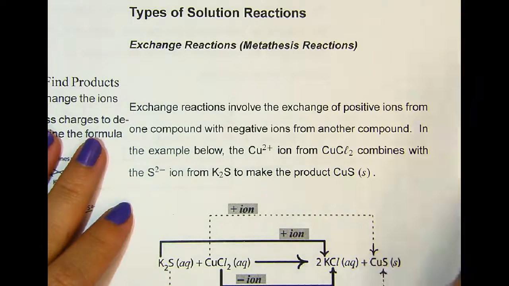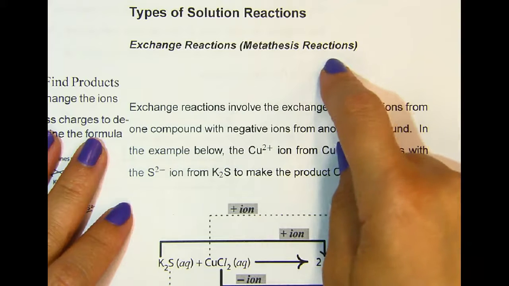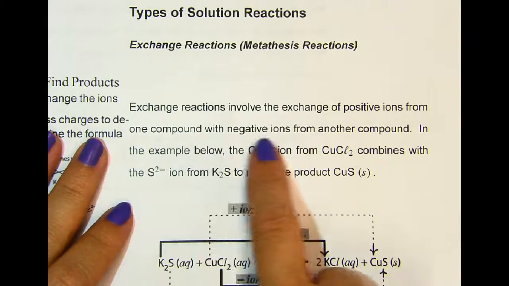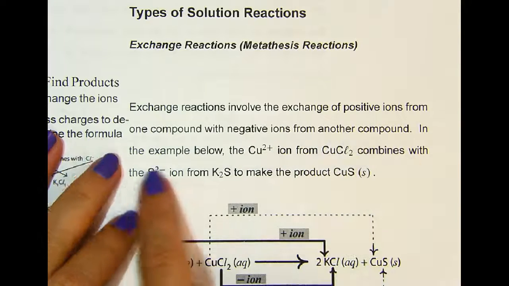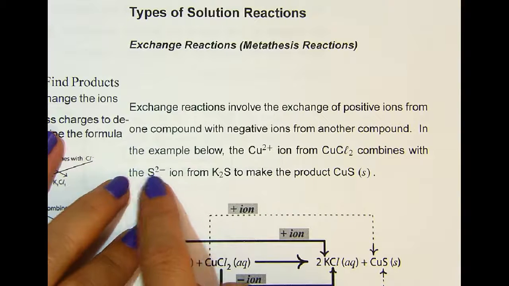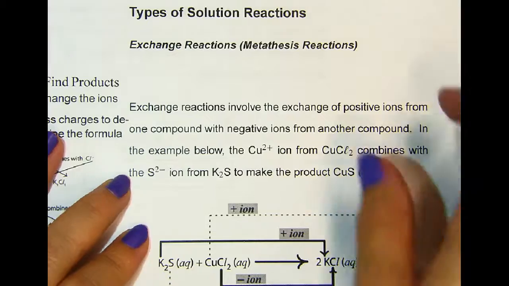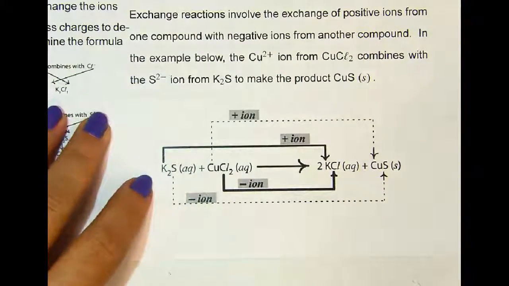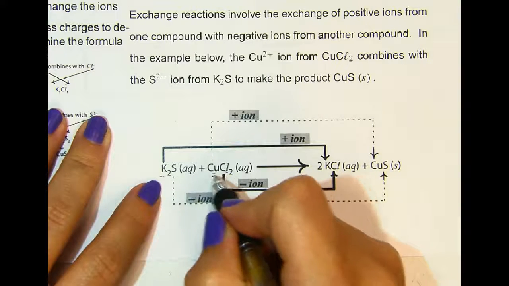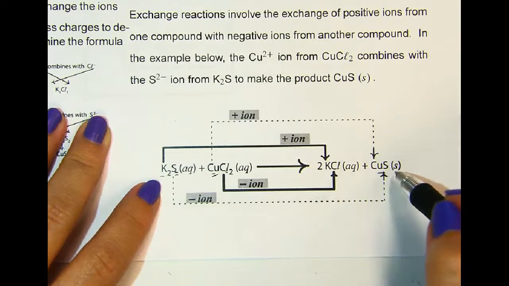So types of solution reactions. Exchange reactions, also known as metathesis reactions, also known as double replacement reactions, involve the exchange of positive ions from one compound with negative ions from another compound. In the example below, copper plus 3 ion from CuCl3 combines with sulfide ion from potassium sulfide to make the product copper sulfide, which is our precipitate because it is solid. So here's just showing you that you would combine the potassium and the chloride here, and then the copper and the sulfide here. That's soluble, so it's aqueous, and that's solid, so it's the precipitate.